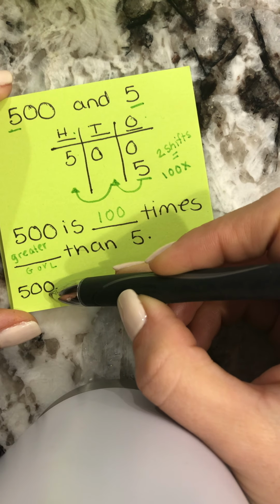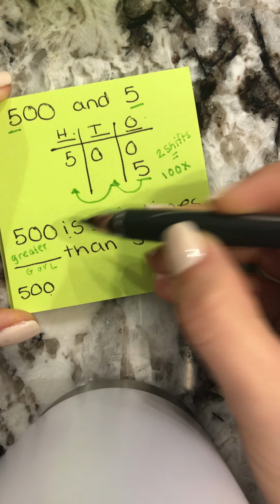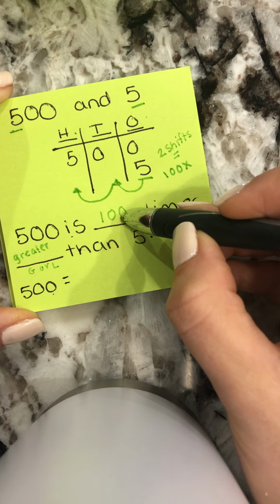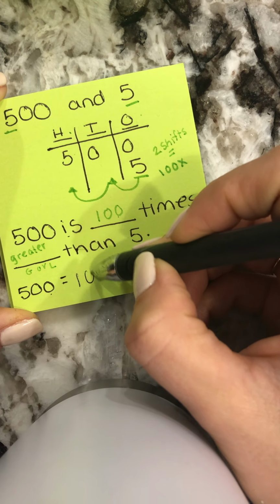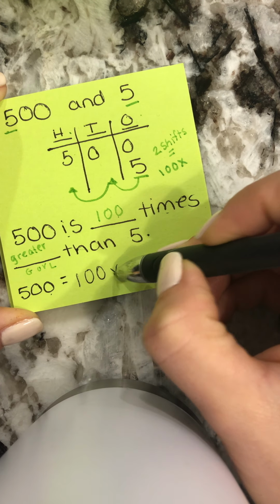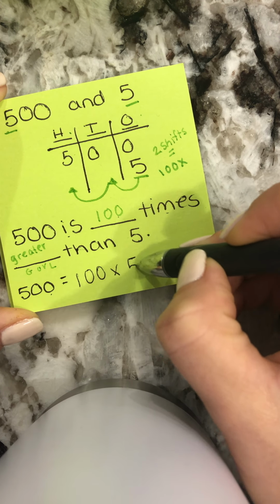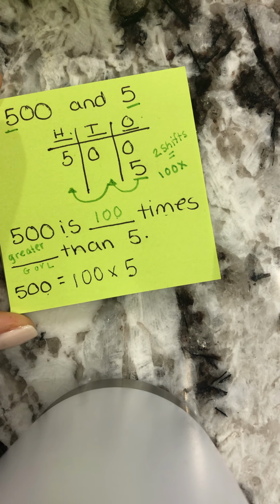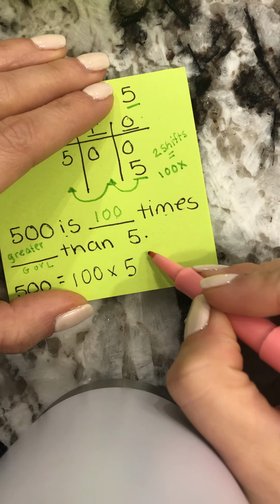500 is, I'm going to put equals, 100 times 5. Is this true? Let's use our fixing 0 rule and check.